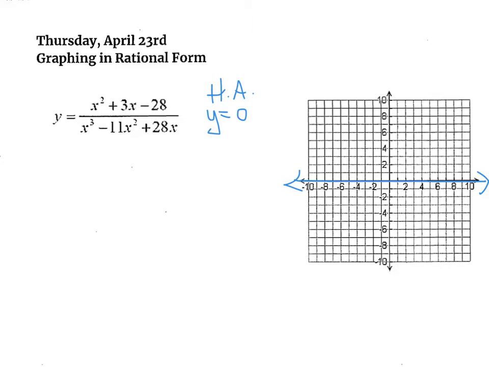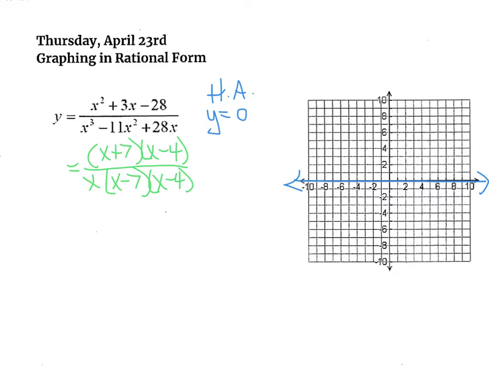To find the other parts, that is the vertical asymptotes from the denominator and holes, I need to factor all of this. I need to do the MA method up in the numerator. I need to do a GCF of x from the denominator and then do the MA method. Pause the video and get those factored. When I factor, the numerator becomes x plus 7 times x minus 4. The denominator factors as x times x minus 7 times x minus 4.